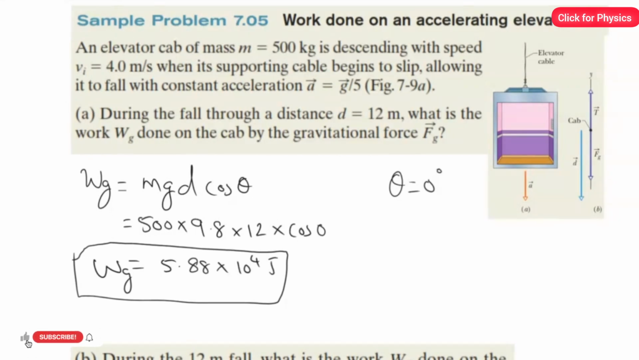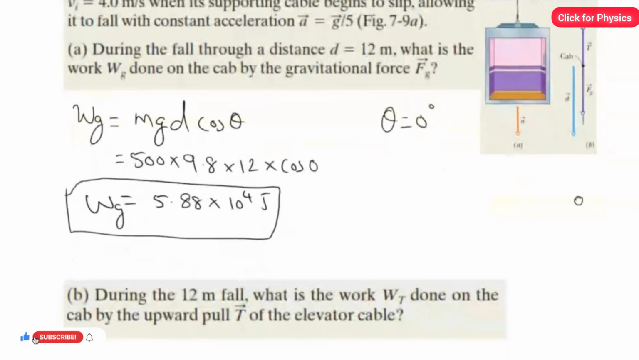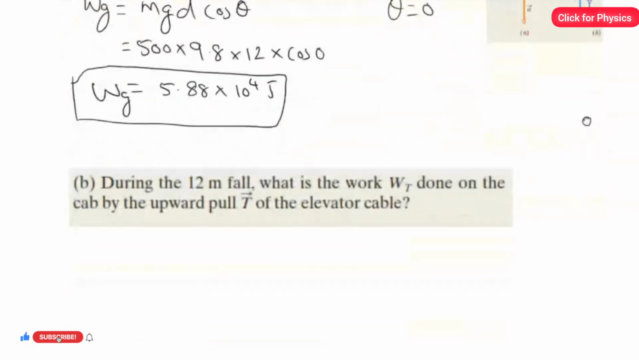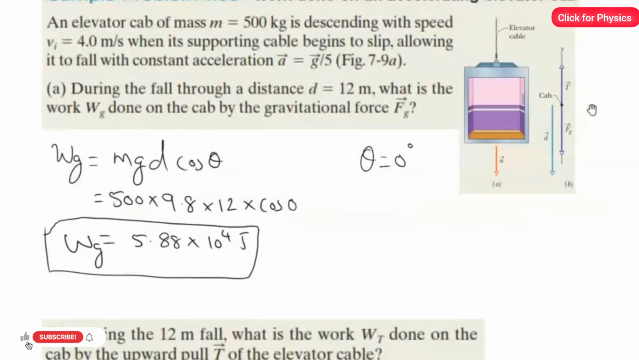Now we come to the second question. During the 12 meter fall, what is the work done on the cab by the upward pull? That means the tension on the elevator cable. For that we have to see the free body diagram. The tension acts upward, the force due to gravity acts downward, and the displacement is downward. That means it has an acceleration.